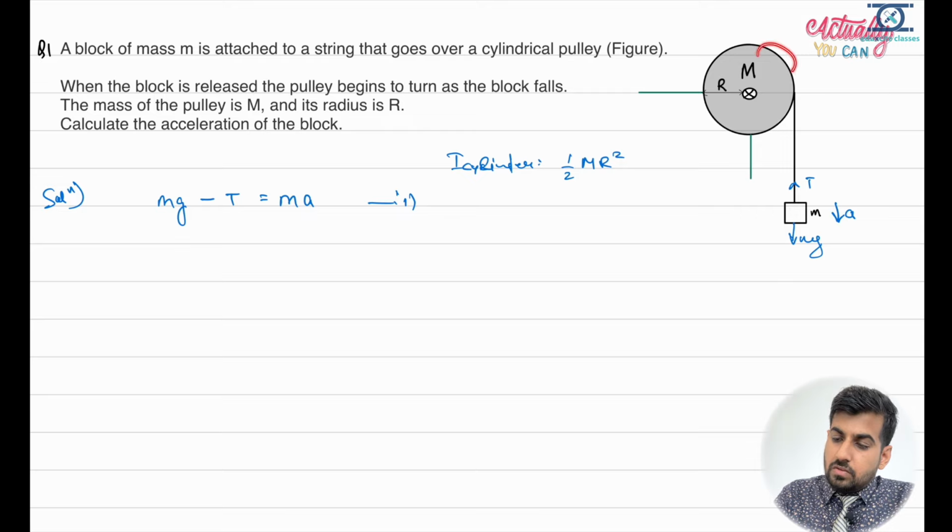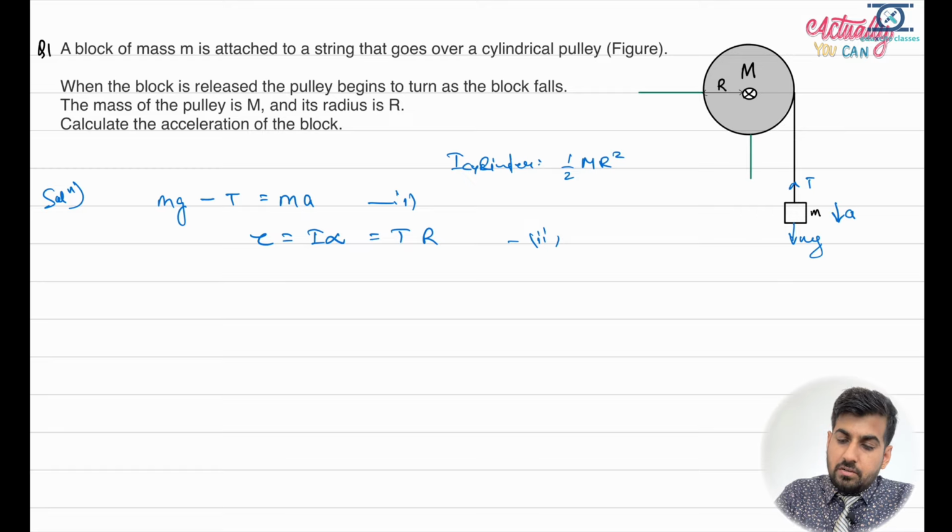Now if you see, the pulley is also rotating. The rotating force is nothing but the tension. If I draw a free body diagram for the pulley, it is exerting a force by the rope, by the tension in this direction. So tension times perpendicular distance is the moment of force which is rotating this pulley. This is the point of rotation, and it is making an angle of 90 degrees. So tension times the distance R is your torque. So I can say torque is I times alpha, and this is also equal to tension times capital R. So this will be my equation 2.